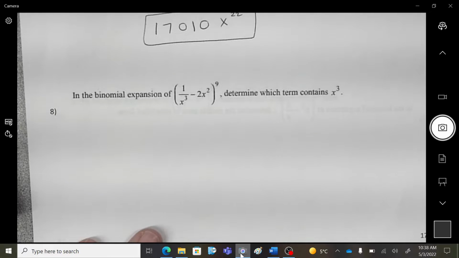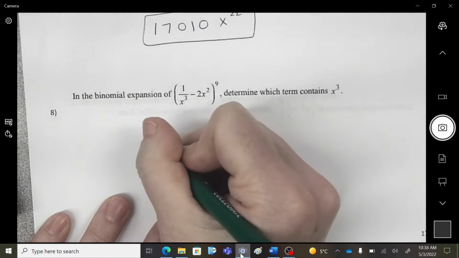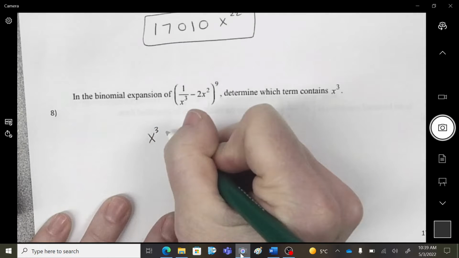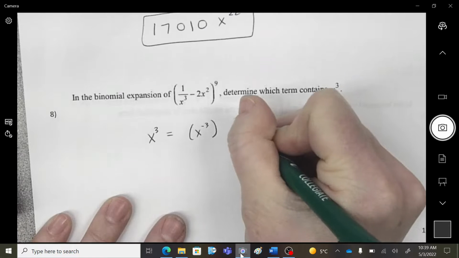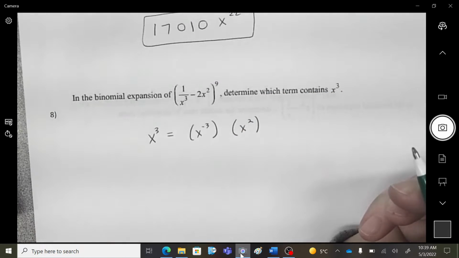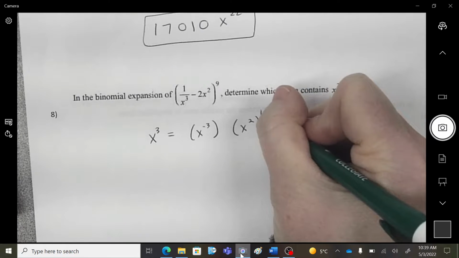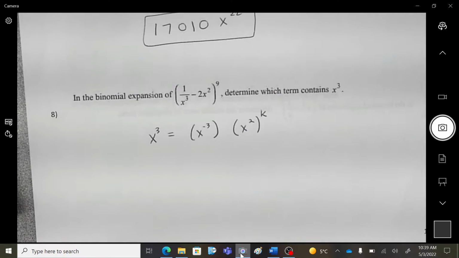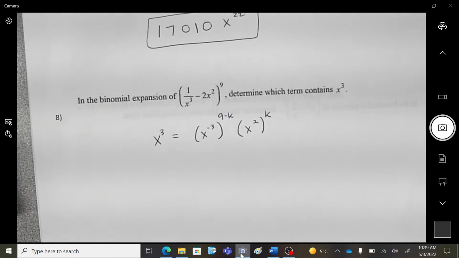For number 8, determine which term contains the x cubed. So where does the x cubed come from? It comes from x to the negative 3 in the first unit and an x squared in the second unit. So I don't know which term, so I don't know that number on that exponent. And then this exponent is if I subtracted.